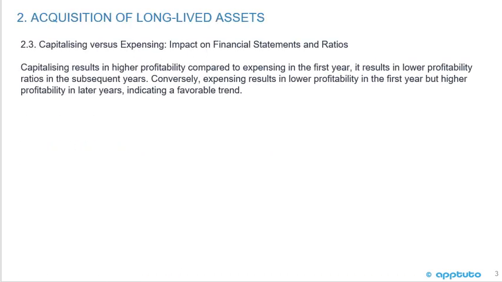So continuing with capitalizing versus expensing and the impact on financial statements and ratios, capitalizing therefore results in higher profitability compared to expensing in the first year. It results in lower profitability ratios in subsequent years. Conversely, expensing results in lower profitability in the first year, but higher profitability in later years, indicating a favorable trend.